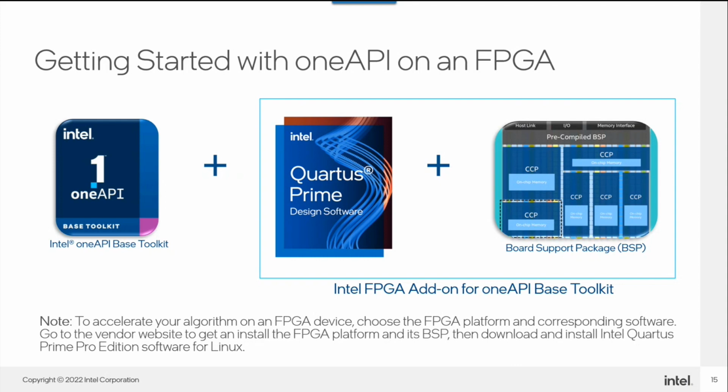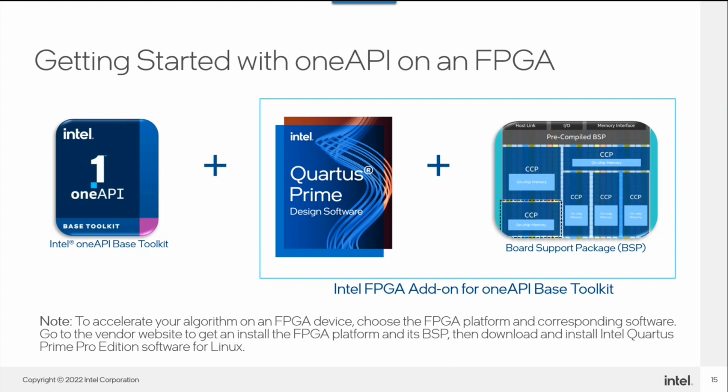So when you grab the FPGA platform and the BSP, that's the corresponding software you're working with, then you come back to pick up the Quartus version that you would require for that particular board that you are targeting. On our website, we have information on what Quartus version is required for what particular board you are targeting. So this put together makes up the FPGA add-on.